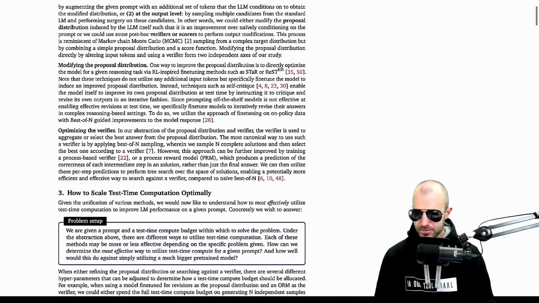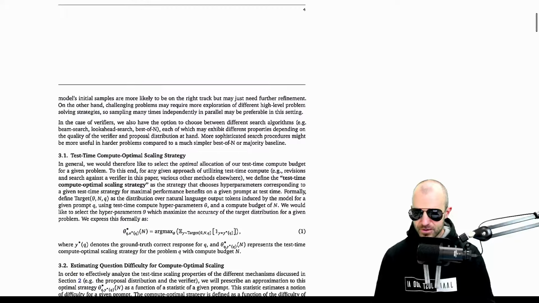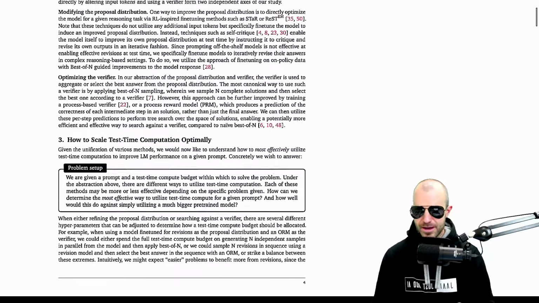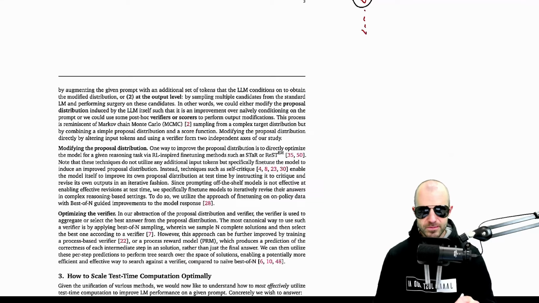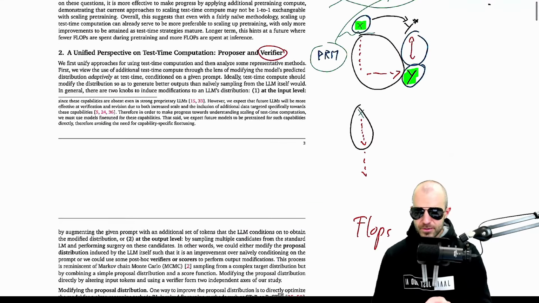They're going to make here a kind of a taxonomy. So they're going to say, okay, we have some FLOPs, and now there are two ways.